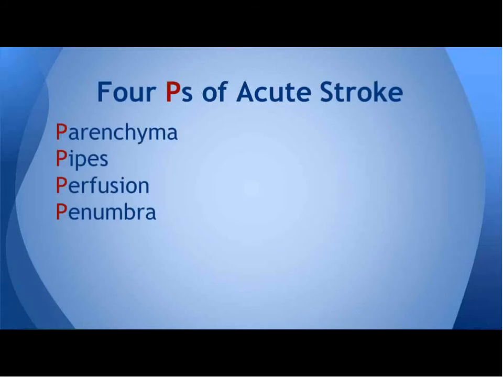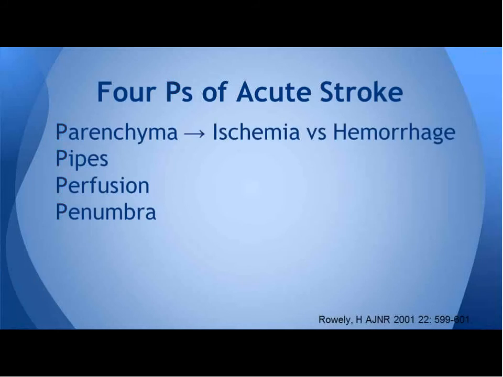Okay. So the different presentations that we have. There's a very nice article, it's a radiologic article, that talks about the 4 Ps of acute stroke. And I like little simple rhymes and memory tools. So the 4 Ps: parenchyma, the pipes, perfusion, and penumbra.